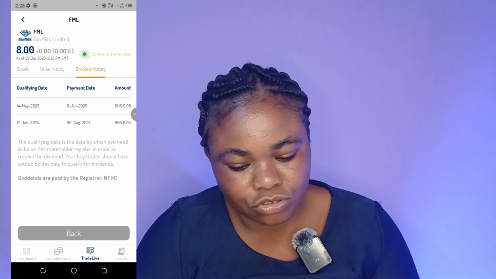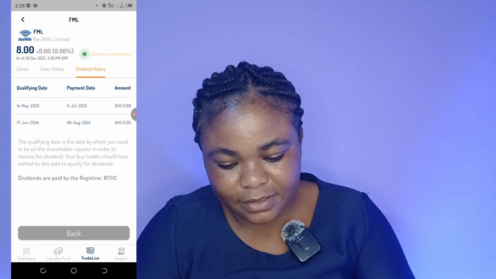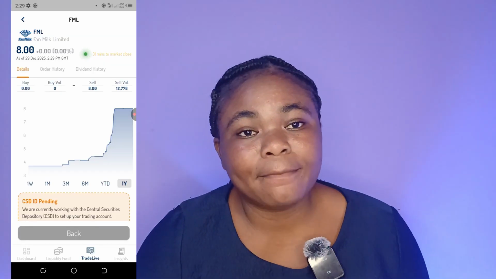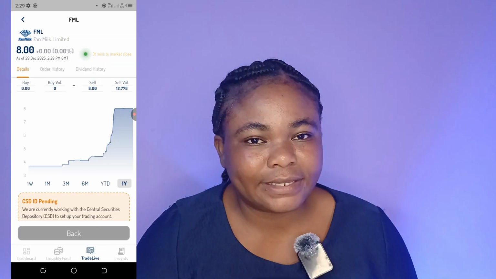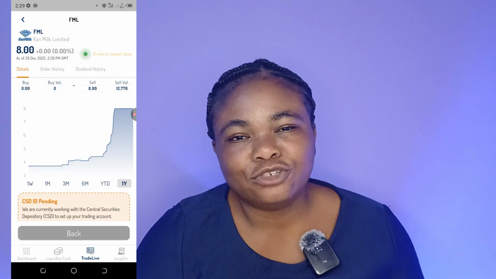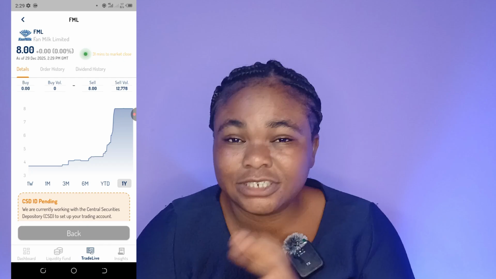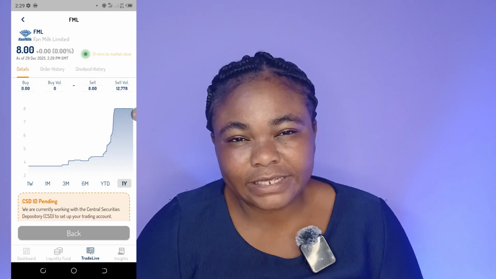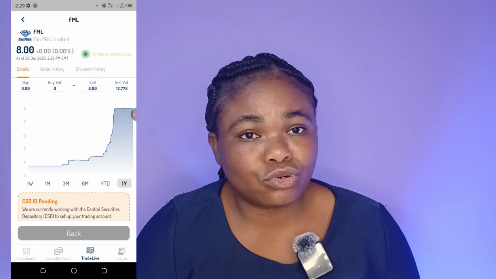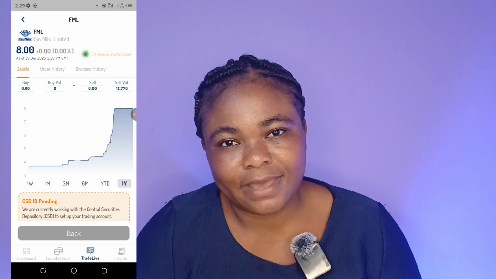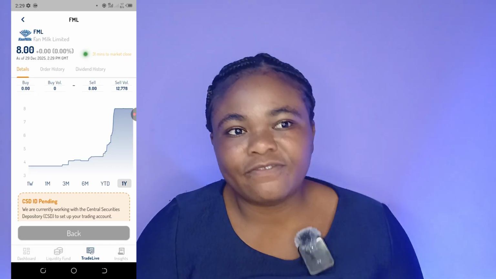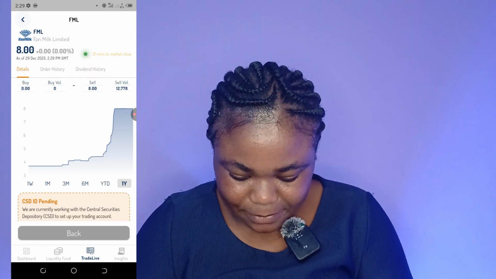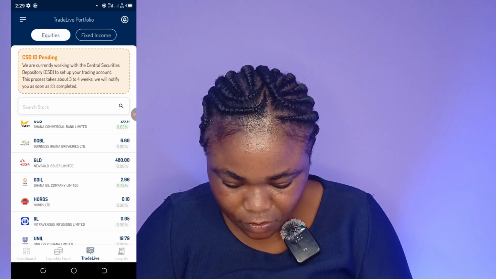So Farm Milk also is a company that pays a dividend at the end of the day, and you can buy and then sell also and get interest from it, and you can also reinvest the dividend that you get from it. That one we call long investment. So those who want to do a long investment can reinvest the dividend they get at the end of the day. And let me take you also to GOI.